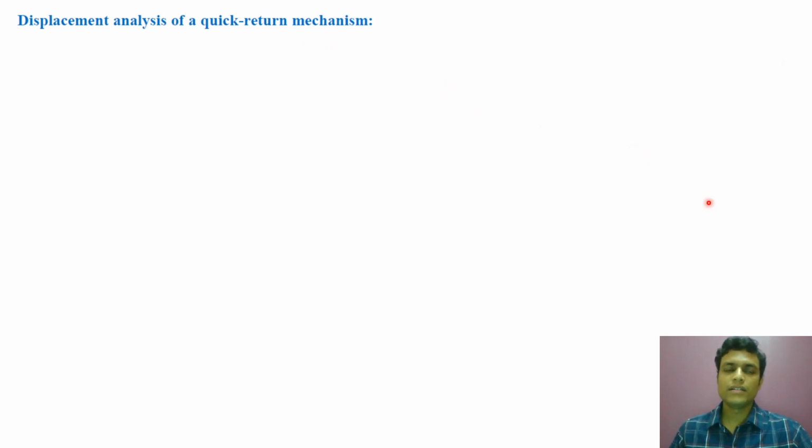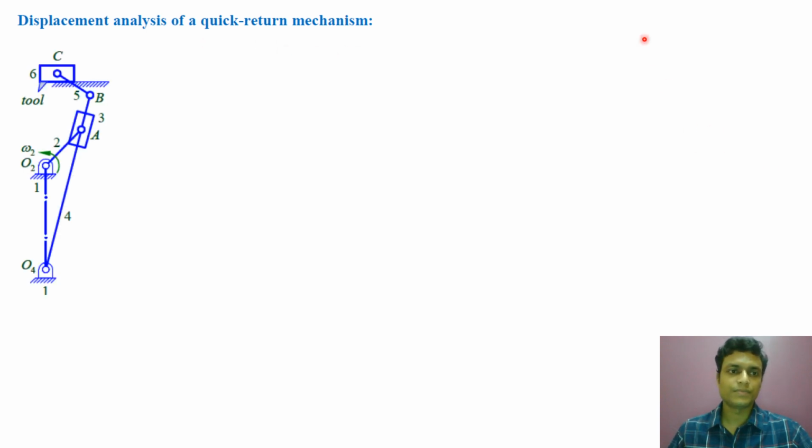So here the return stroke is faster than the forward stroke, because in the return stroke there is no cutting. So if we return faster, then the production rate will be increased. So to improve the production rate, the quick return ratio is used in the shaping machine.